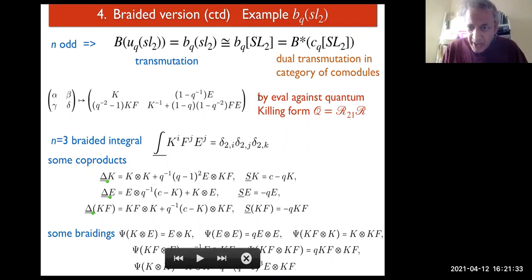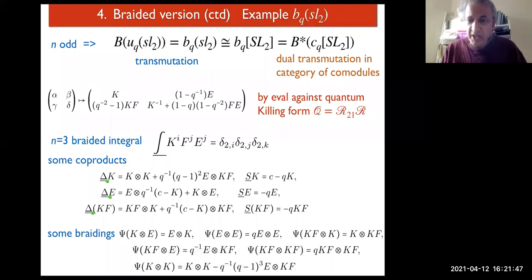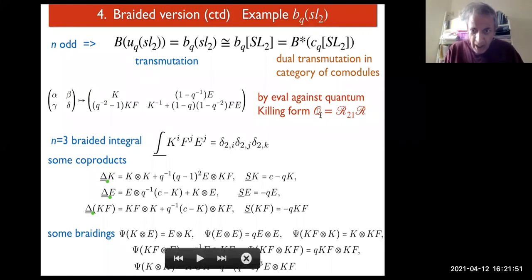So now what does factorizable mean? It means that this element Q, where R lives in H tensor H, and R21 is just R with the legs flipped, and then multiplied in H tensor H. So Q lives in H tensor H. If I regard Q as a map from H star into H by evaluating against one of its legs, I've forgotten which one, we require that to be an isomorphism. So that's what factorizable means.